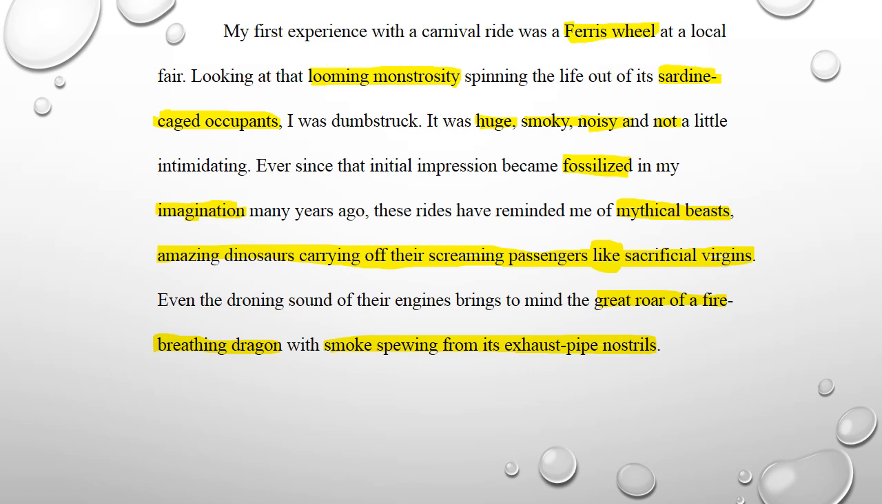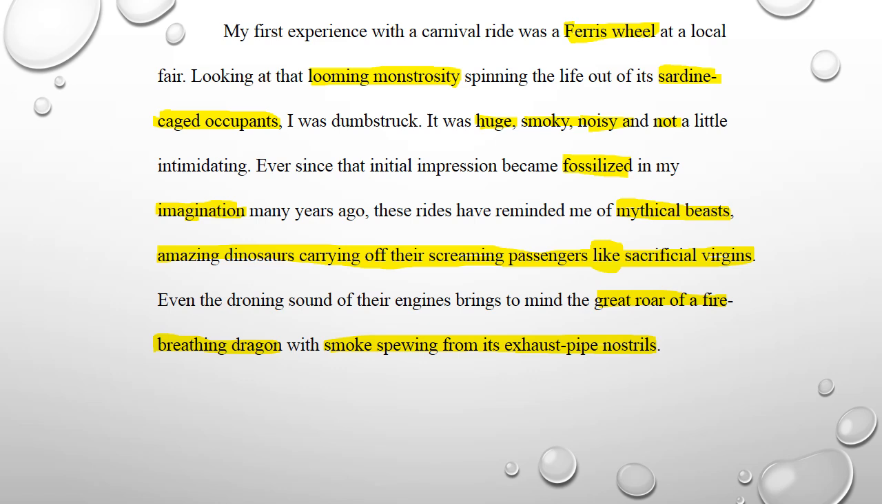If you know what fossils are, you know, the animal bones and fish bones, the impression of them is often crystallized in the sides of caves or mountains or something like that. So it's not just an experience that he remembers, it's fossilized, right, in his imagination. It says these rides have reminded me of what? Mythical beasts, right? Amazing dinosaurs carrying off their screaming passengers like sacrificial virgins.